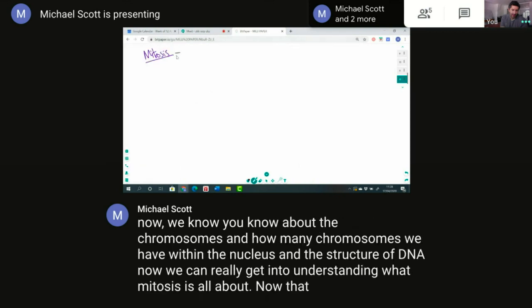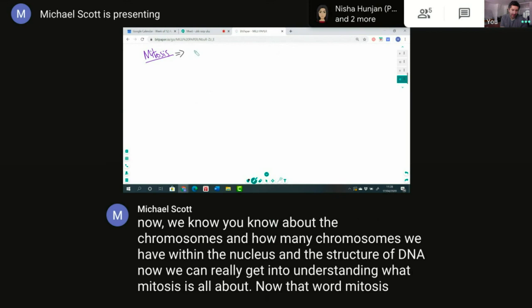Now, that word mitosis just simply means cell division. Okay, it's the division of cells. And there are a few reasons as to why our bodies carry out mitosis. Okay, the first reason is growth. The reason why we're not the same size as a baby is because our cells have been doing mitosis, which has allowed us to grow.